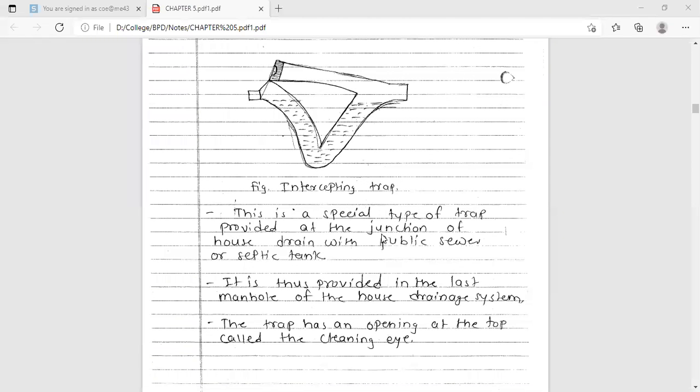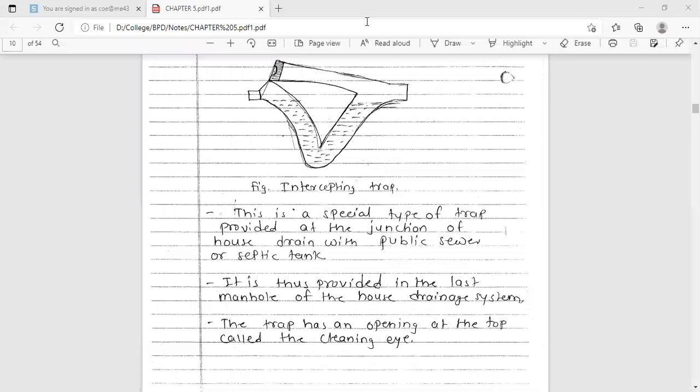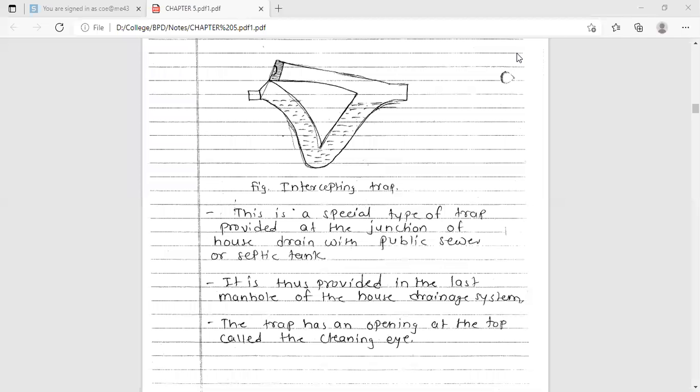This is a special type of trap provided at the junction of a house drain with a public sewer or septic tank. It is thus provided in the last manhole of the house drain system.